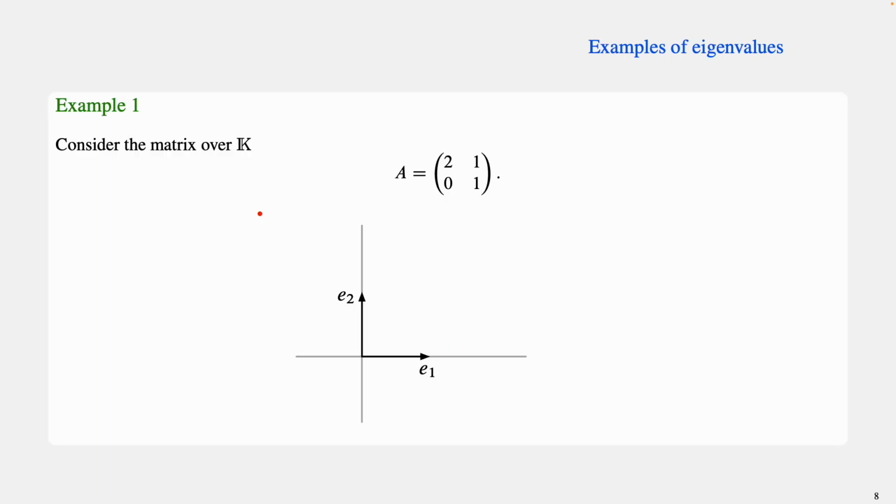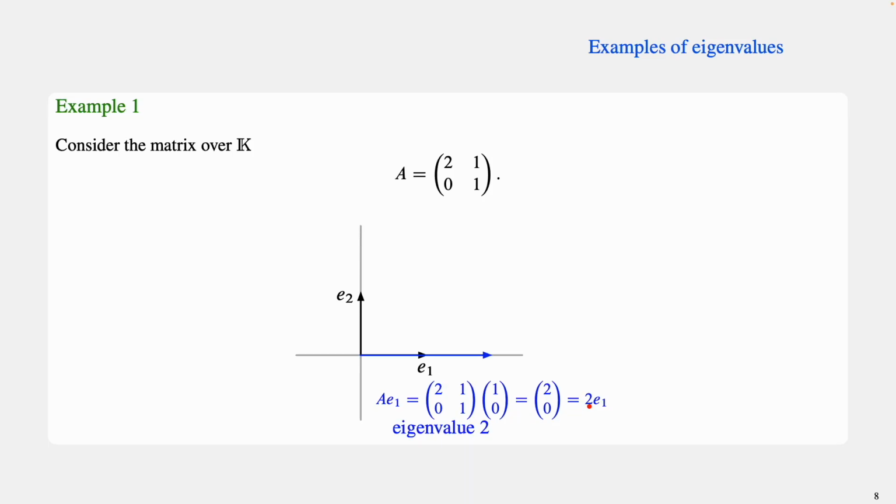Let's look at examples. So here we have a matrix over K, so as I said, this could be over the real or the complex numbers, which has these entries here, so 2, 0, 1, 1. And let's see what happens here. If I multiply A by the first standard basis vector E1, I get the vector 2, 0, which is 2 times the vector 1, 0, so 2 times the first standard basis vector. And this means that E1 is an eigenvector for the eigenvalue 2. Here, the multiple of E1 is the image under the matrix A.